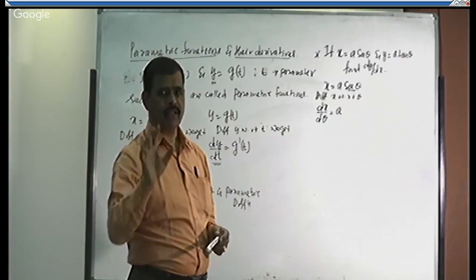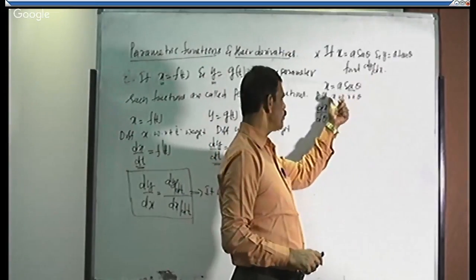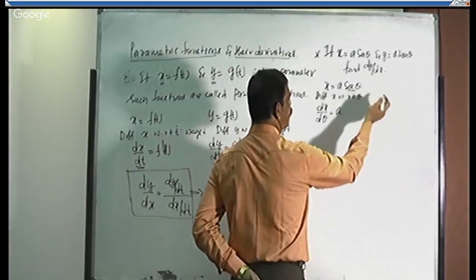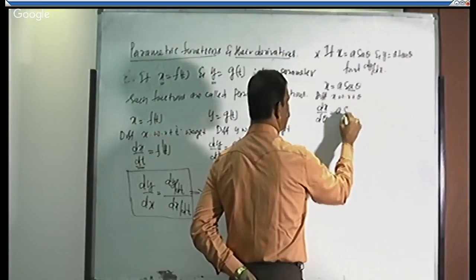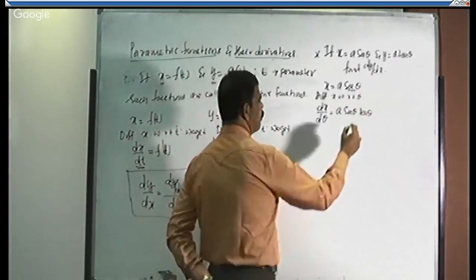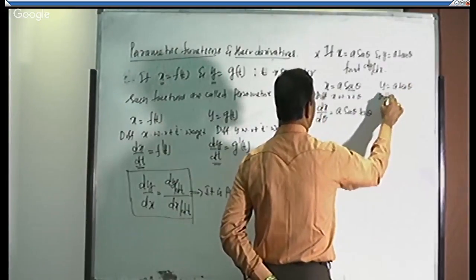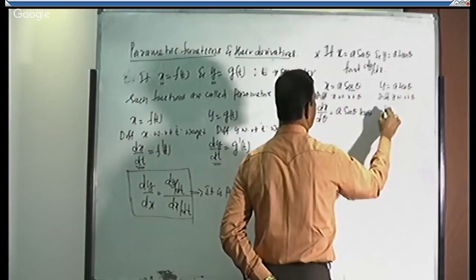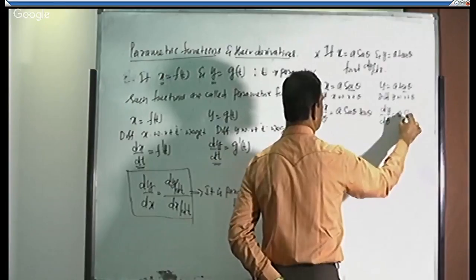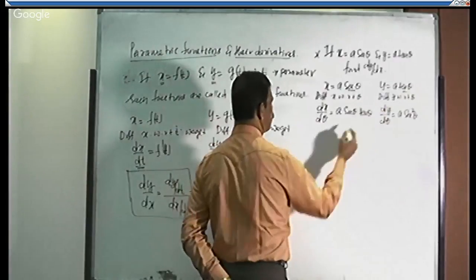It is a constant into a function, and the function is in theta. We differentiate it in the same way as if it were in x, but with respect to theta. The differentiation of secant x is secant x tan x, so here we write secant theta into tan theta. Then take y, which is a tan theta. Differentiate y with respect to theta. We get dy by d theta is a into secant square theta. We got dx by d theta and dy by d theta.